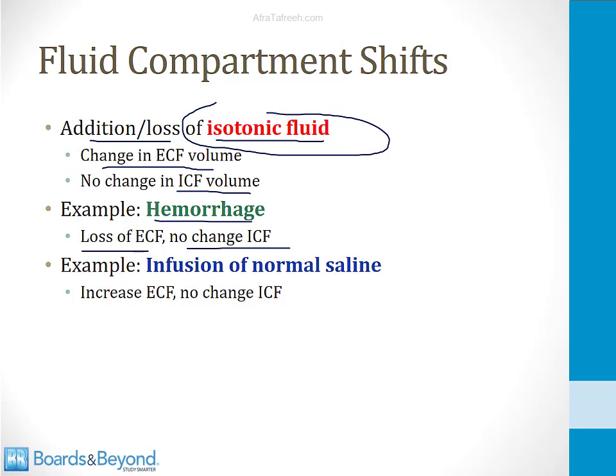Another classic clinical example is the infusion of normal saline. Normal saline is a commonly used resuscitation fluid for patients who are hypotensive, and the reason we like to use it is because it has almost the same osmolarity as plasma. This means it will raise the volume in the extracellular fluid compartment, including in the vascular system, but none of it will move to the intracellular space, so there will be no significant change in the ICF.